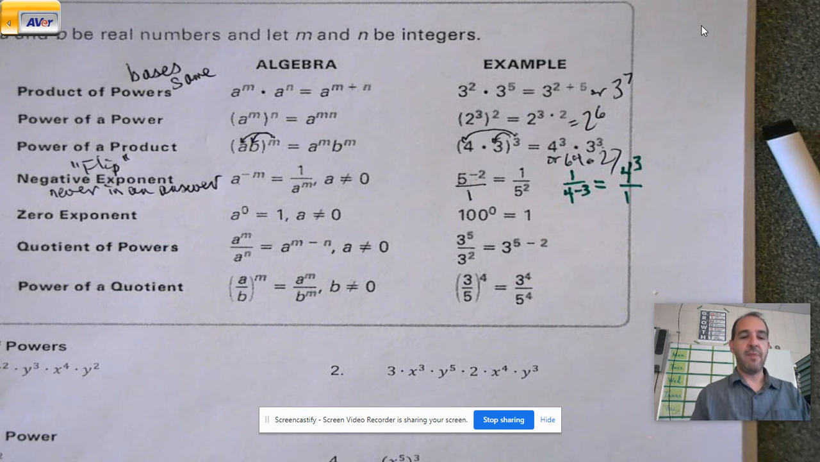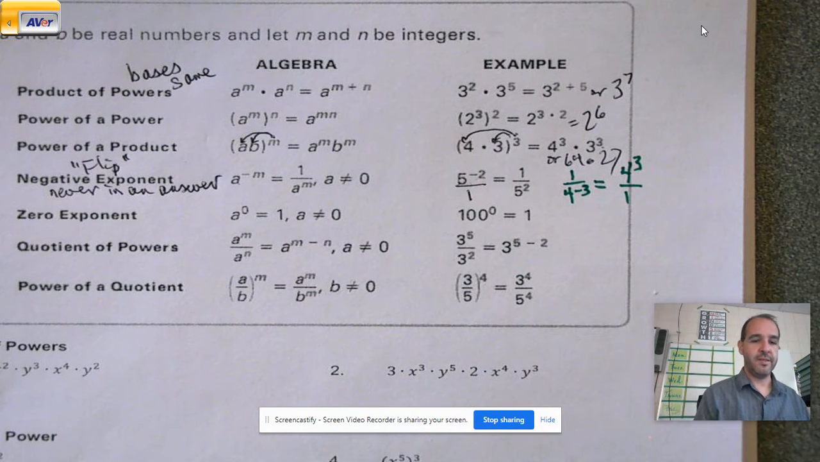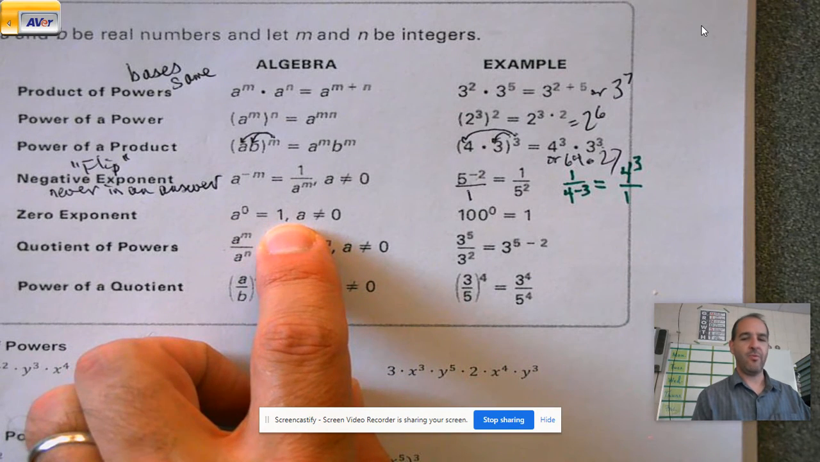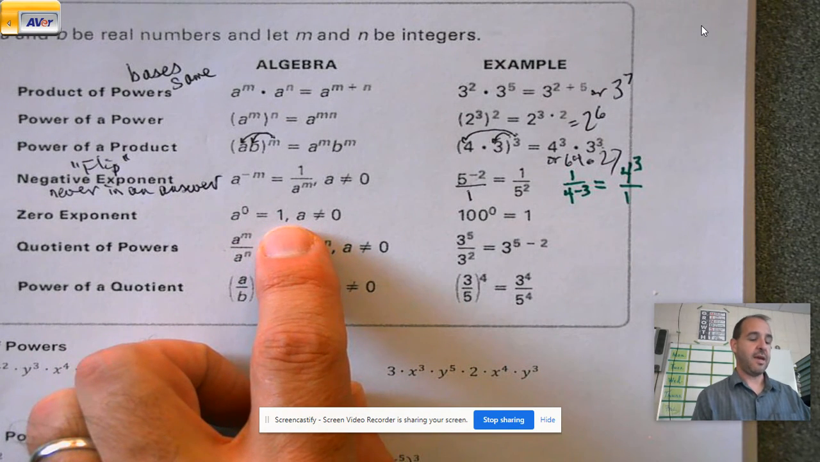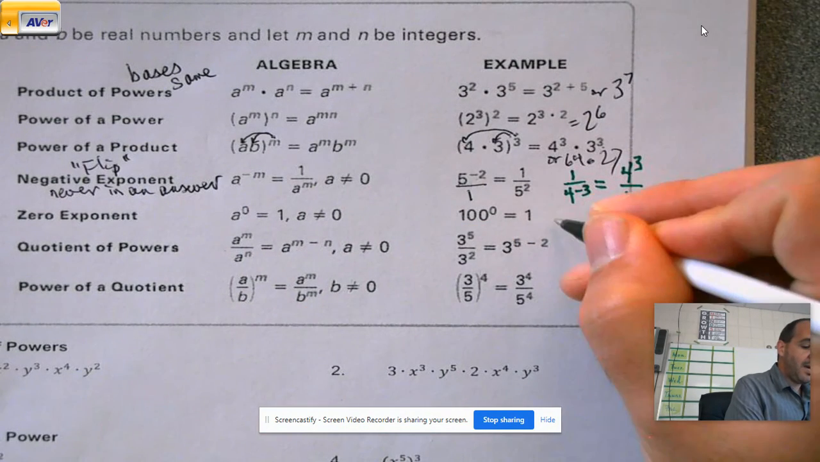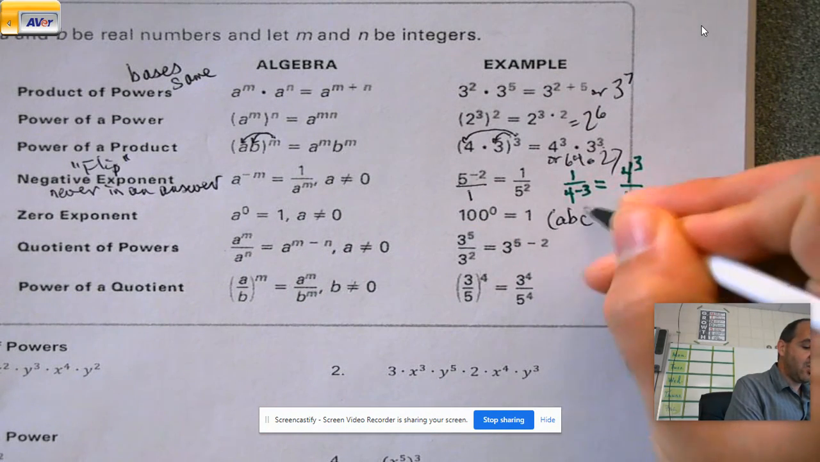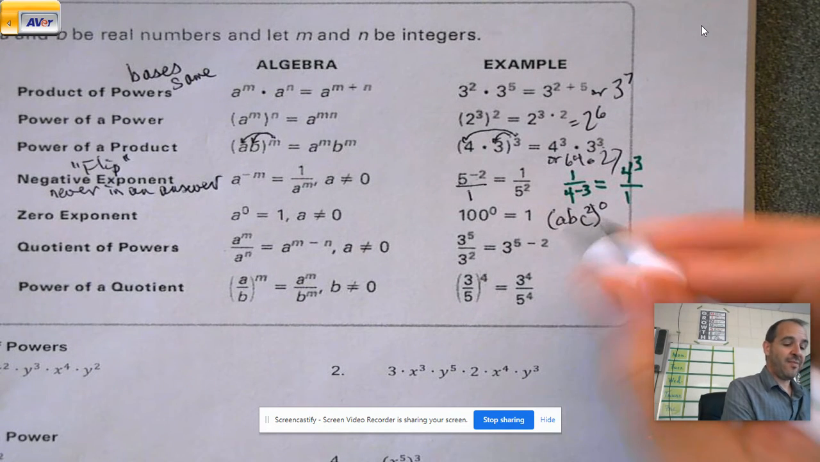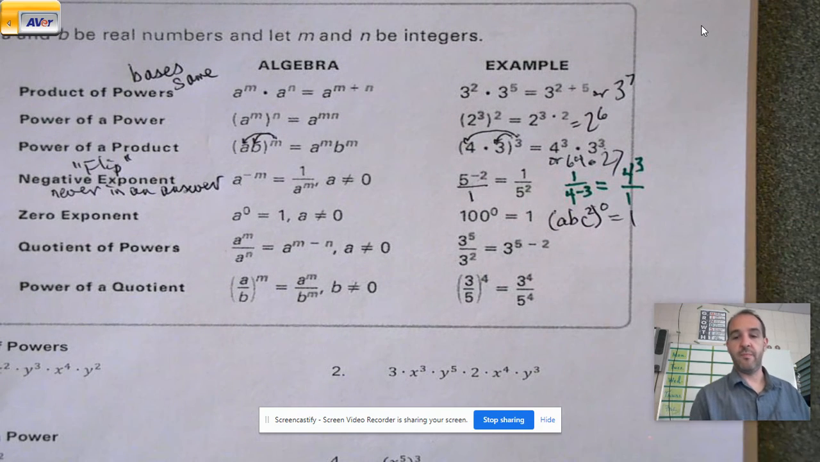Quite possibly my favorite exponent rule, the 0 exponent. Anything to the 0 exponent is 1. Now you're like, what do you mean when you say anything? Like anything? Okay, here, 100 to the 0 equals 1. This could be ABC squared to the 0. And as long as all that stuff in the parentheses is to the 0, it still equals 1. So variables, numbers, doesn't matter, still would be 1.